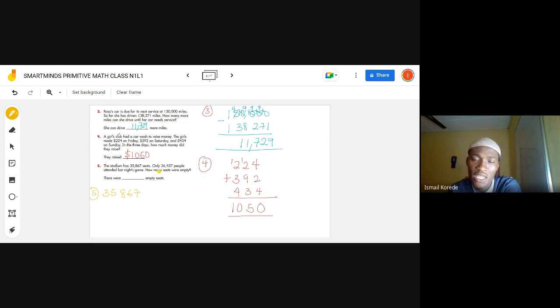So we have to remove 26,437 from 35,867, so we have to minus. So the operation we are performing is what? Subtraction. So we want to remove 26,437 from 35,867. So the sign is subtraction. You have to show the operation you are performing. It's very, very important. So 7 minus 7 is 0. 6 minus 3 is 3. 8 minus 4 is 4.